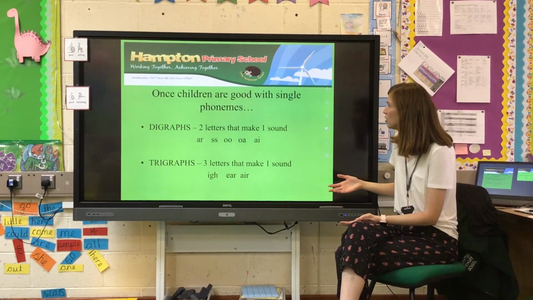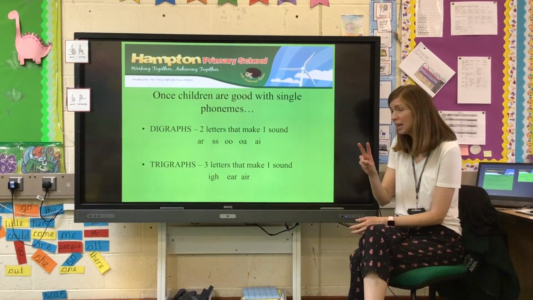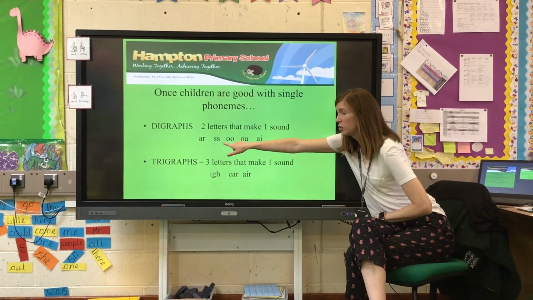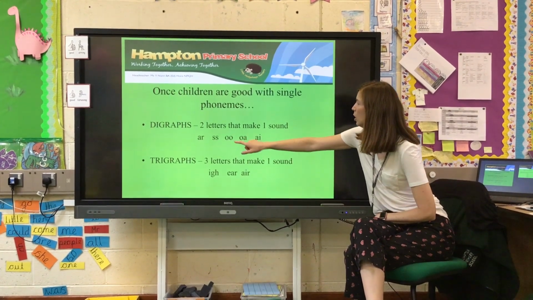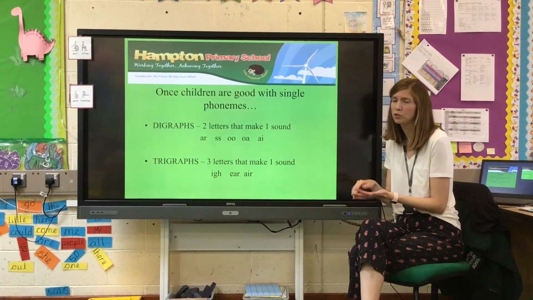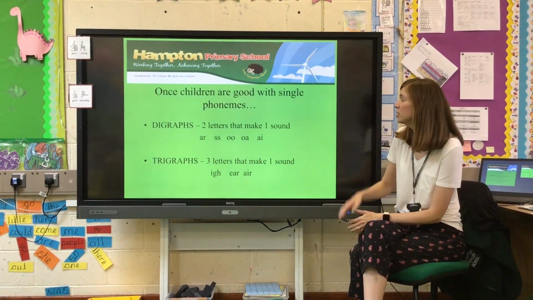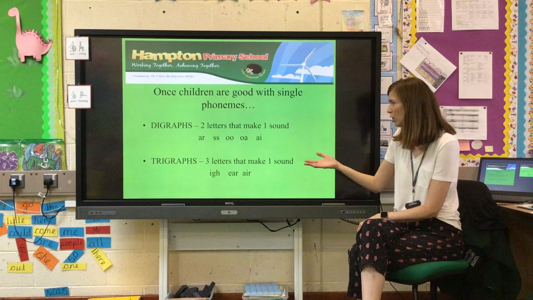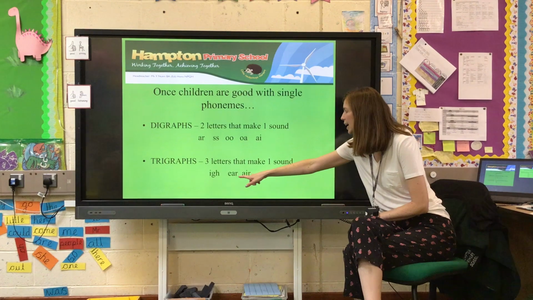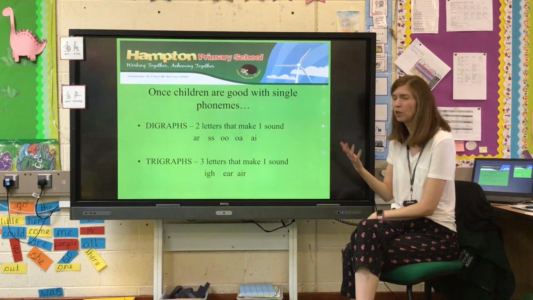Once children are good with single phonemes, then we introduce digraphs, which are two letters that make one sound. So for example, double S is a digraph, and so are ur, oa and others. We use this terminology, digraph, trigraph, phoneme, with the children, and it just becomes second nature to them. Once they know their digraphs, we also introduce trigraphs, which are three letters that make one sound. So we've got some examples here, like the ear and air sounds. So if your child comes home talking about phonemes, digraphs and trigraphs, that's what they are.